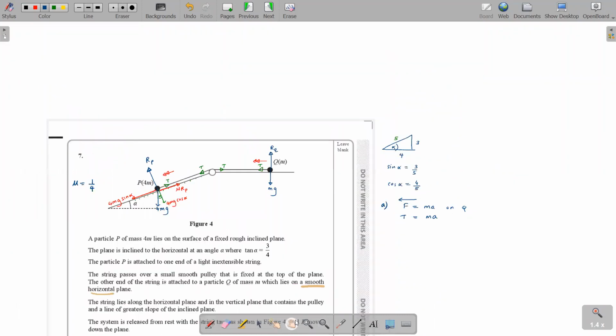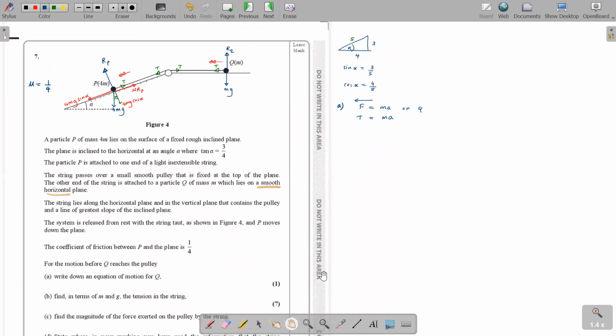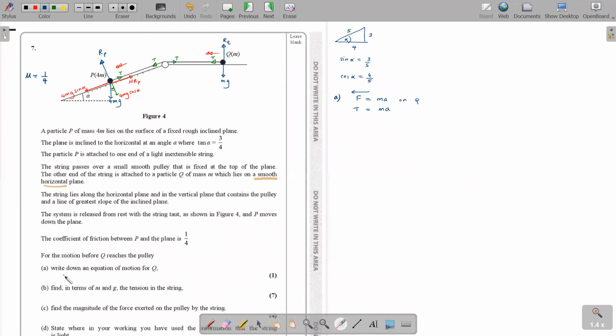Okay, so this is the answer for part A. That's why it's just 1 mark. Then let's go for the next part. For the motion of Q before Q reaches the pulley, write down the equation of motion for Q. Done. Next one, find in terms of M and G the tension in the string.